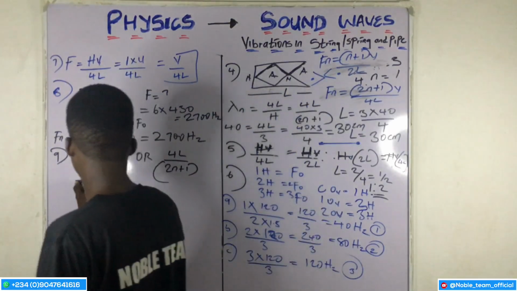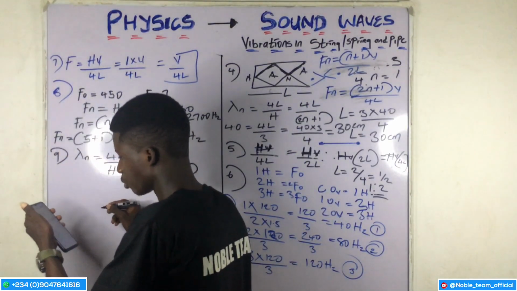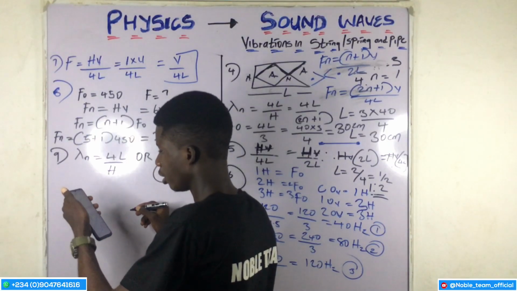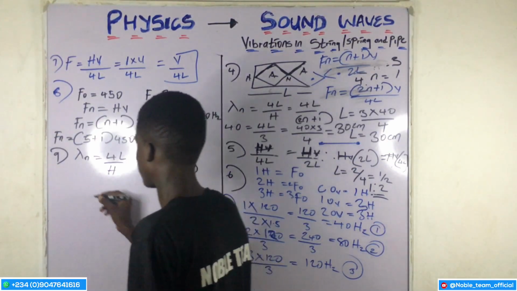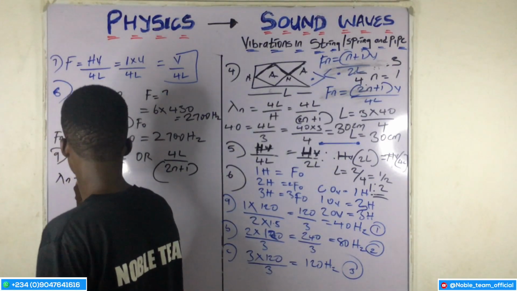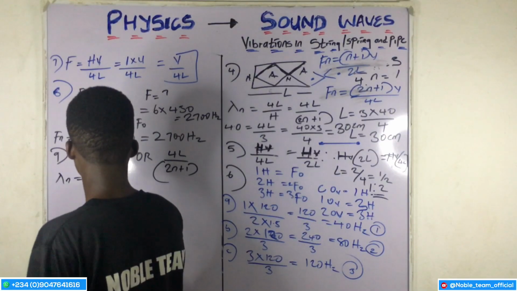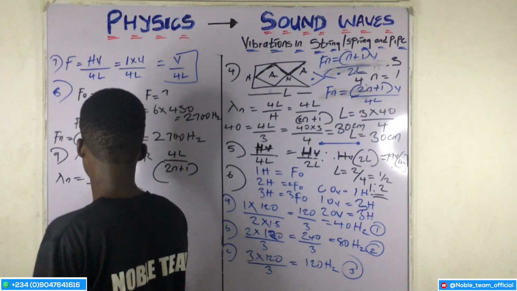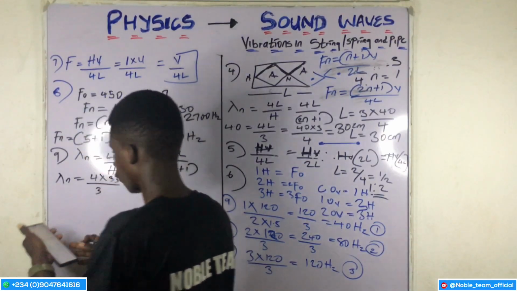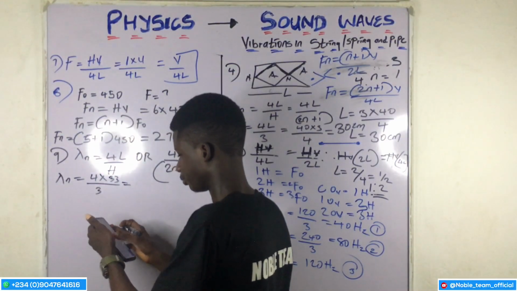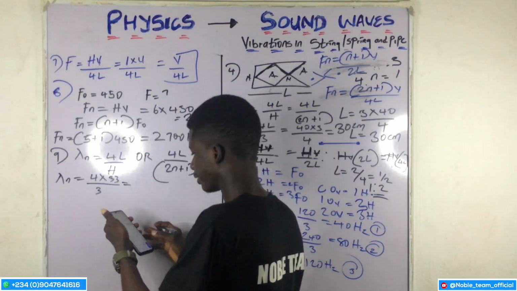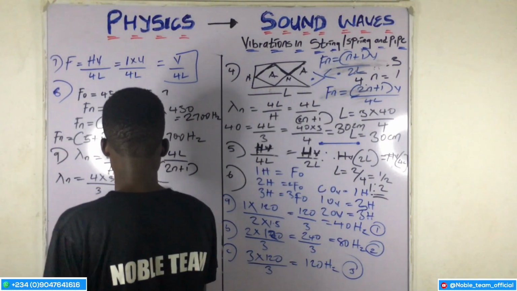So it's like saying that my wavelength here is what? Because we have been asked, they say the wavelength of the first overtone of a closed pipe of length 33 cm. So we have been asked to get the wavelength. So it's equivalent to 4 times my length, 33, divided by my harmonics, which is 3. So 4 times 33 divided by 3 is going to give me 44 cm.